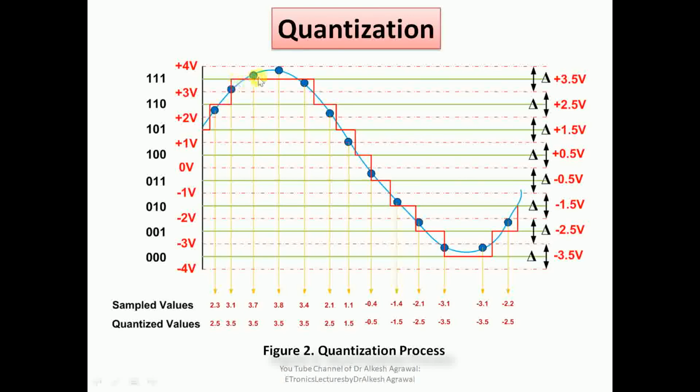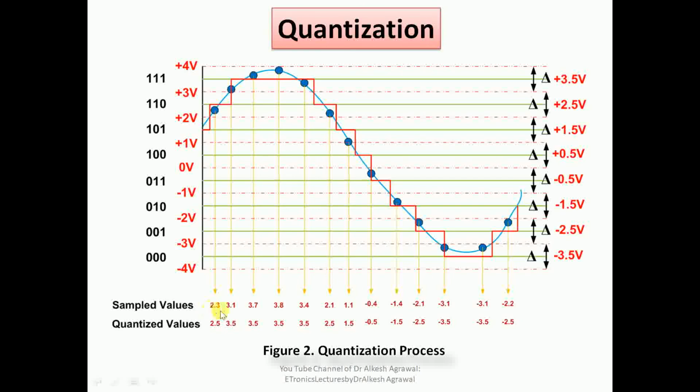So the first process was taking out the signal values at certain instants, that is sampling, and then the signal is quantized, where the signal value is being fixed at a quantized level. Here you can see the actual sample value was 2.3 volt and the quantized value is 2.5 volt, because in this step size it is being fixed at 2.5 volt. So the quantization level is 2.5 volt. Again you can see in this step size it is being fixed to 3.5 volt, and so on.